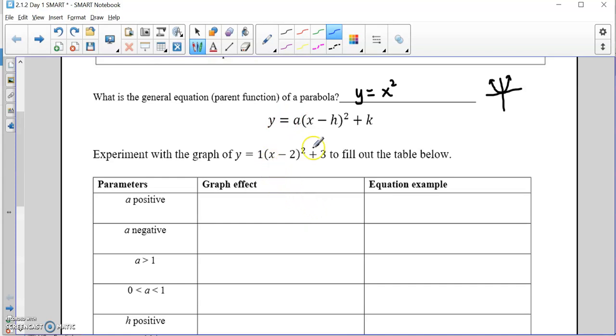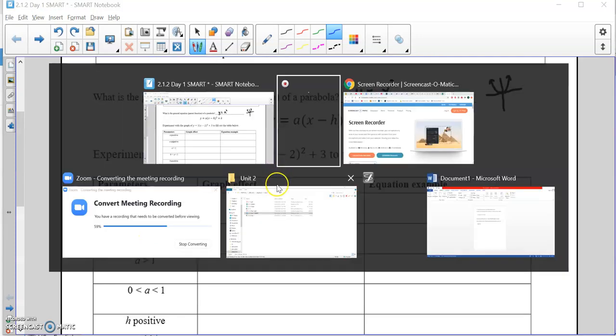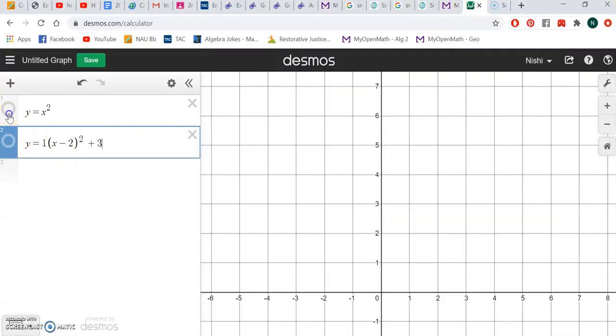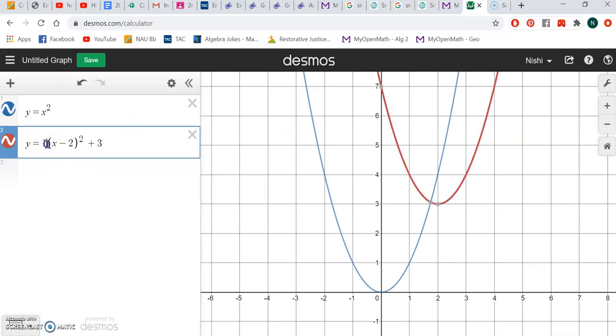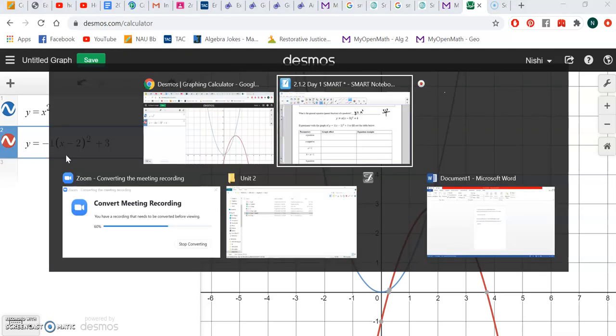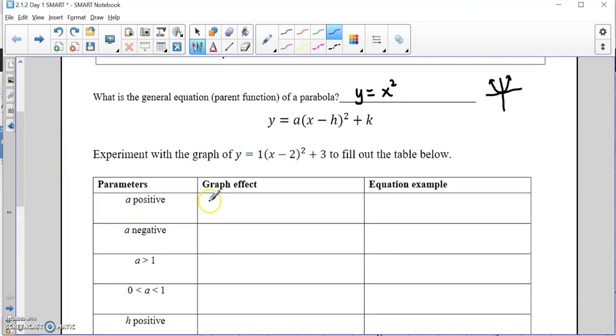So let's go ahead and play around with this and see what happens when it's a positive number versus when it's a negative. All right. So here's my original parent parabola, and here's the new one. Okay, notice how my A value up here is positive 1. When I turn it negative, it flips me over and it opens downwards. So we will put that it opens upwards if it's positive.